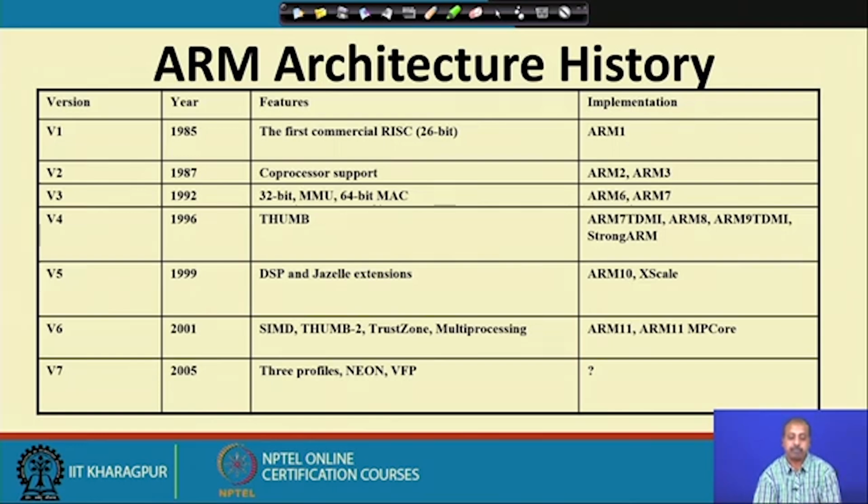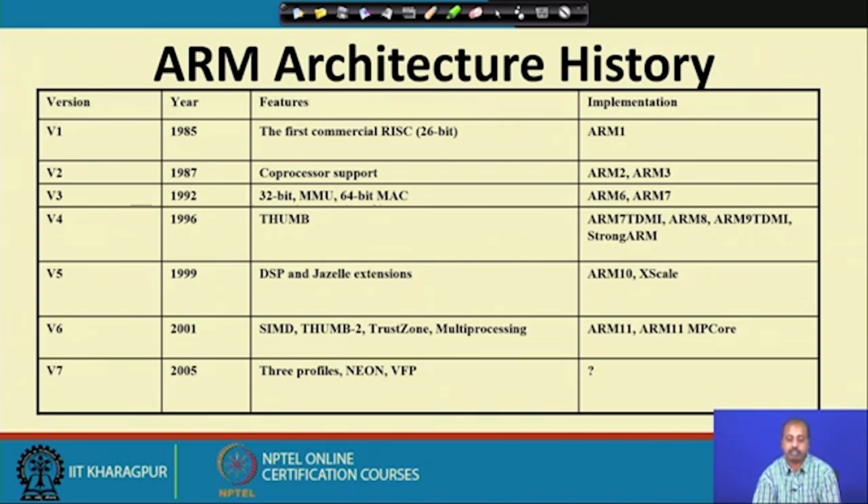Then in 1996 version 4 came. That had the Thumb instruction set along with ARM. The implementations we have are ARM 7 TDMI, ARM 8, ARM 9, StrongARM. So, these are various implementations that are available for this, and that has got the Thumb instruction set.